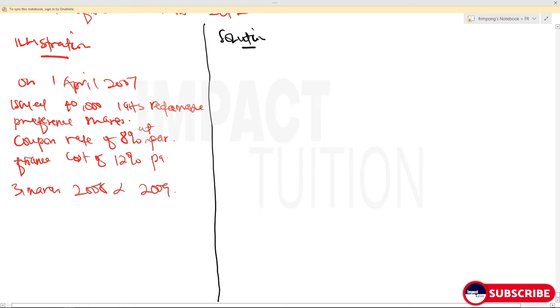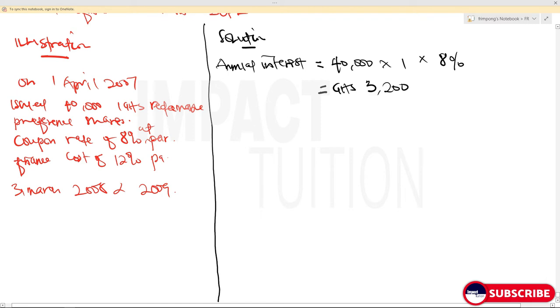Let's calculate the annual payment at the coupon rate. So the annual interest that will be paid will be 40,000 shares times 1 Ghana cedi times 8%, and this is giving us 3,200 Ghana cedis.